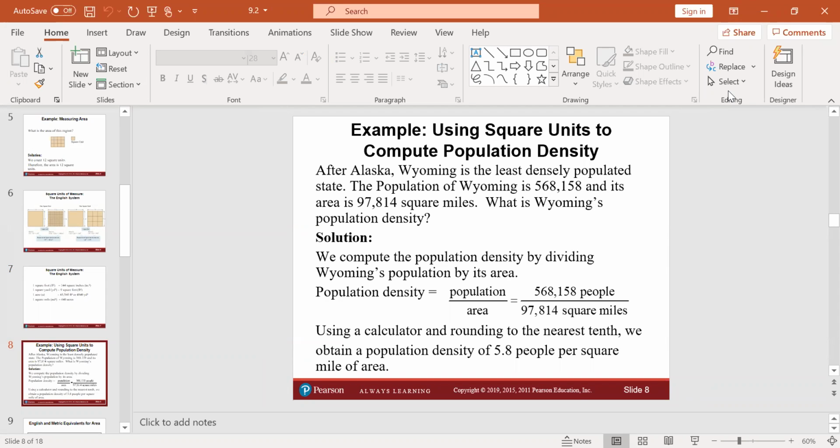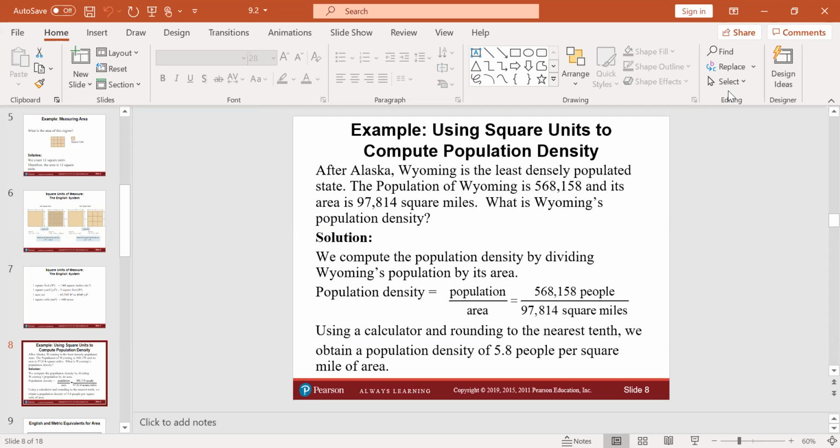So anyways, the population of Wyoming is 568,158. Its area is 97,814 square miles. The population density is the ratio of the number of people divided by the amount of area the state has. So we take the population divided by the area, that's 568,158 people divided by 97,814 square miles. If you use a calculator and round to the nearest tenth, you'll see that there's about 5.8 people per square mile of area. That's not bad.